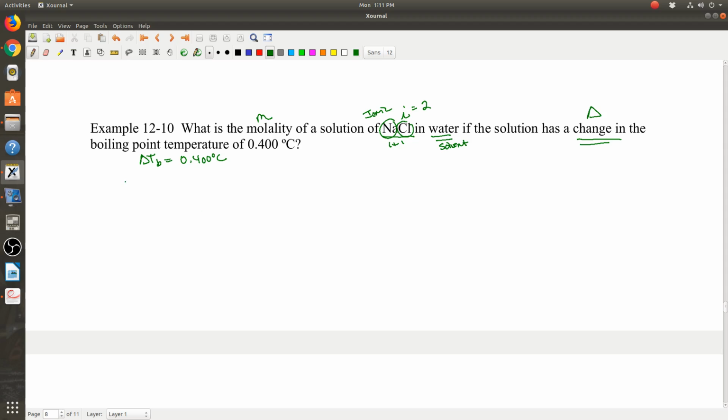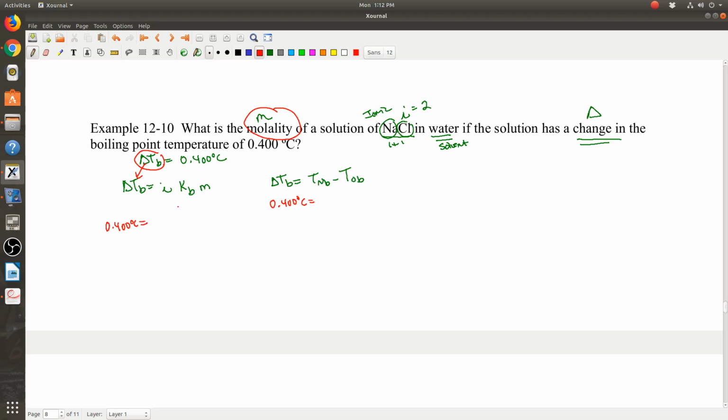So our formulas then: we have delta T sub B is i, and it's talking about boiling point, K sub B m, and delta T sub B is the new boiling point minus the original boiling point. All right, what did they give me? You should always do this and evaluate. They gave me the change, so that number can be used here and here. So 0.400 degrees Celsius. And the question is asking me for the molality. All right, well then I don't really need this one over here. I can just put this one here.